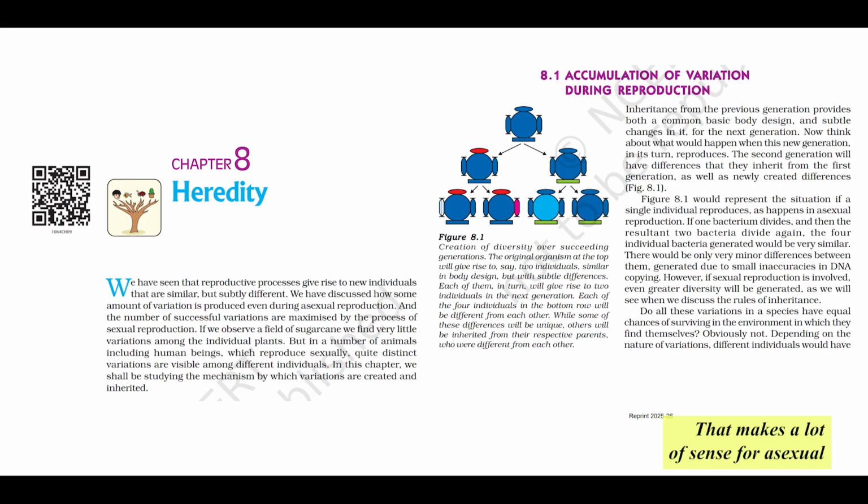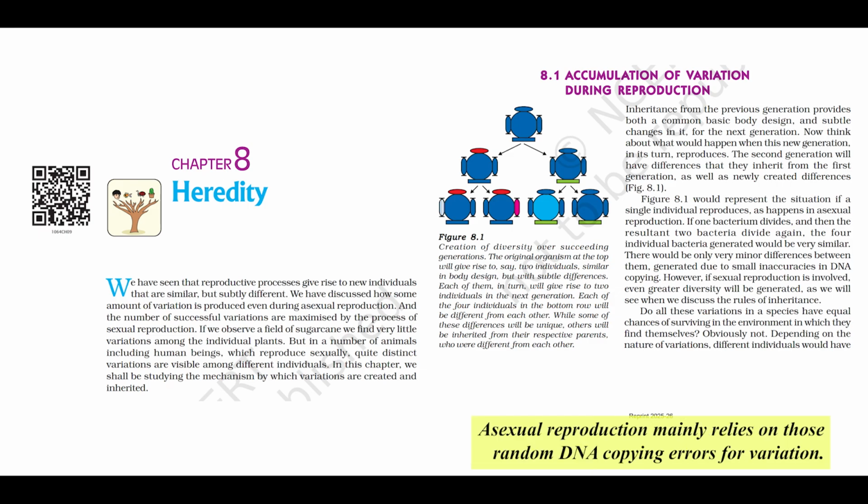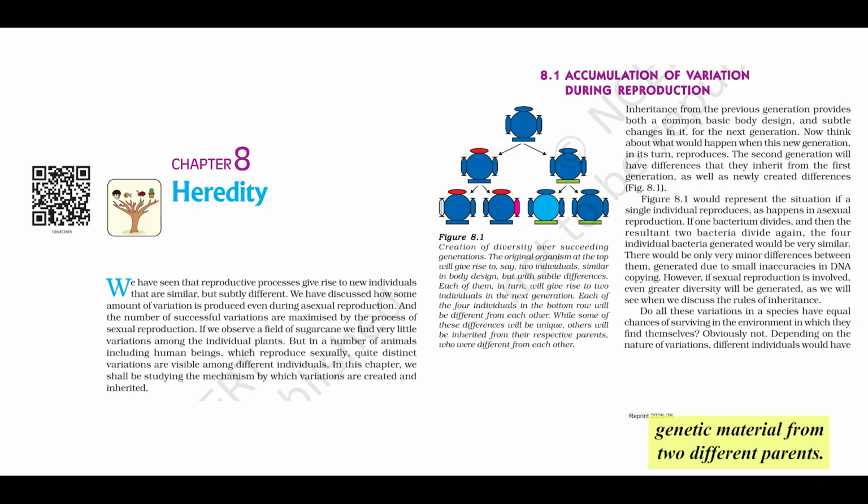That makes a lot of sense for asexual reproduction, fast cloning, small errors adding up. But you mentioned earlier that sexual reproduction somehow maximizes successful variations. How does that work? What's so different there? Now that's where sexual reproduction really shifts things into high gear in terms of generating diversity. Asexual reproduction mainly relies on those random DNA copying errors for variation. Sexual reproduction, on the other hand, inherently involves mixing genetic material from 2 different parents.